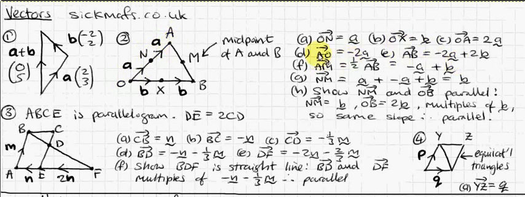What else is there? A to O. A to O is going in the opposite direction of what we just did. So O to A was 2A. A to O is minus 2A because it's going in the opposite direction of the arrows.